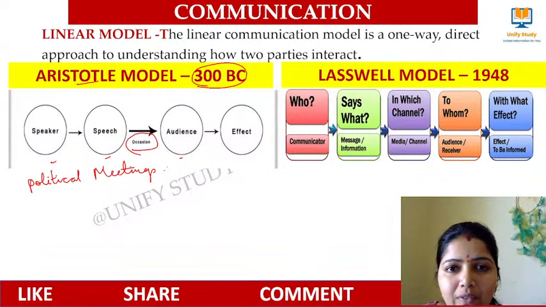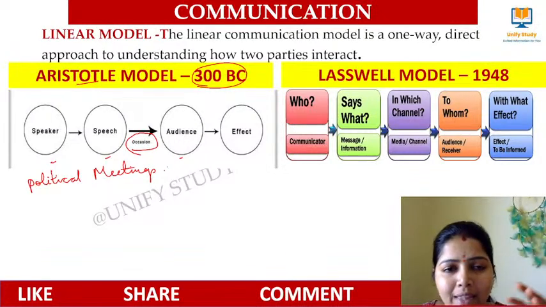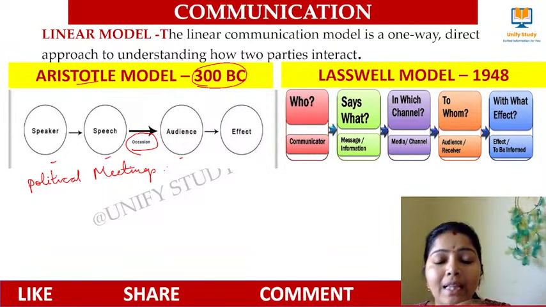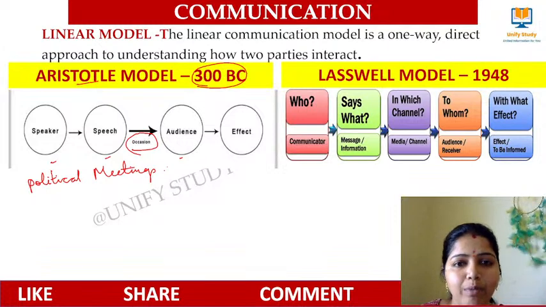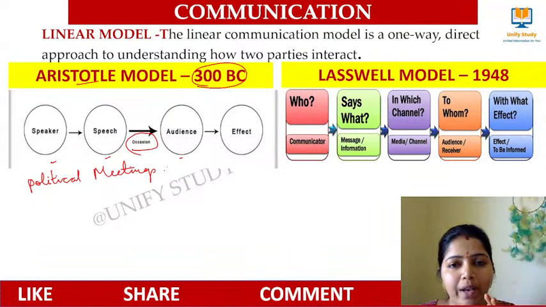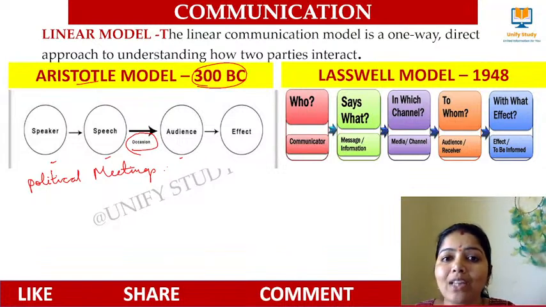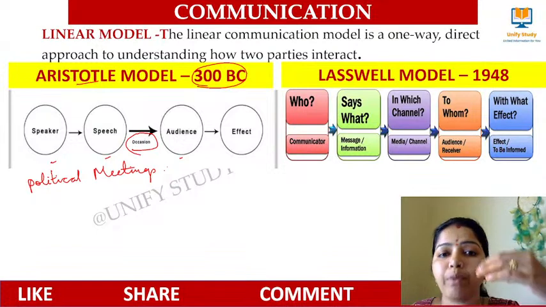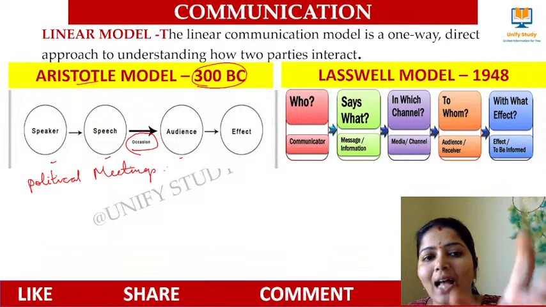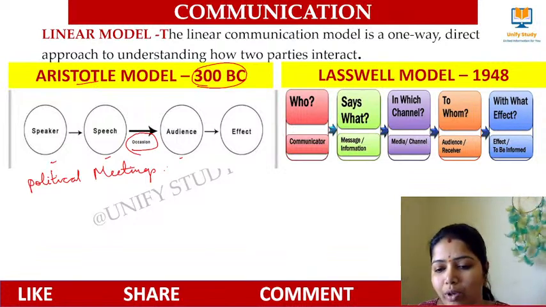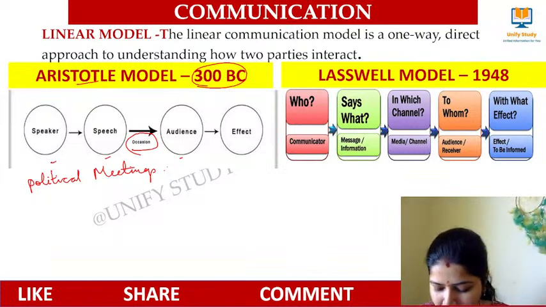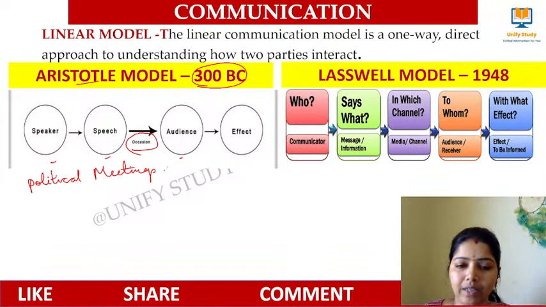Aristotle's model was founded in the year 300 BC. The elements of the Aristotle model are speaker, speech, occasion, audience, and effect. Take an example of a political meeting where the speaker will be there. There will be content of what they want to speak. The occasion is the election and the audience will be the public. Because of the speech the speaker has made, there will be an effect on those people. These are the elements of the Aristotle model. Clear?